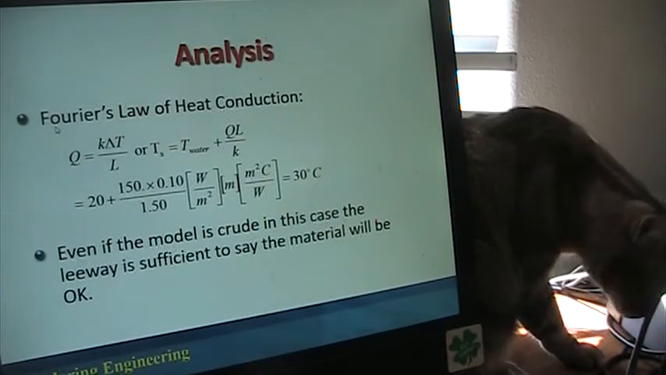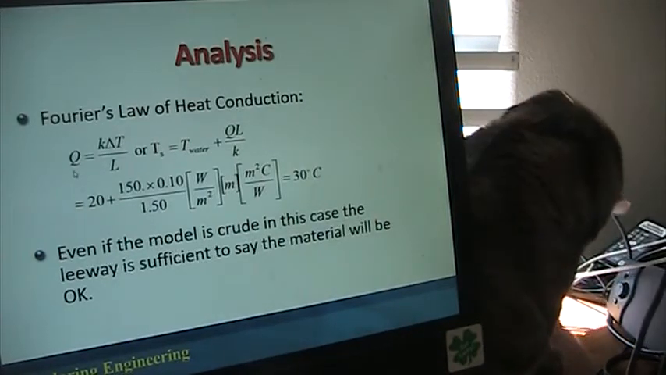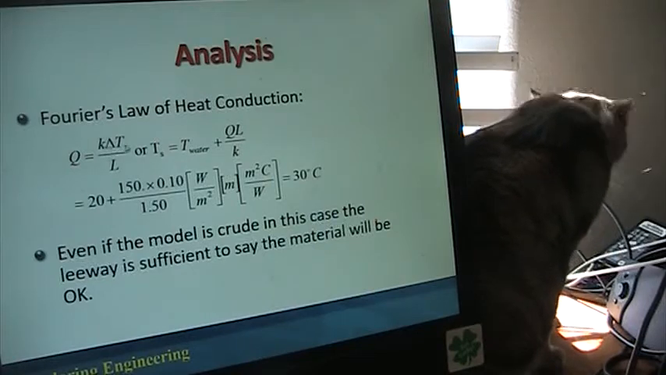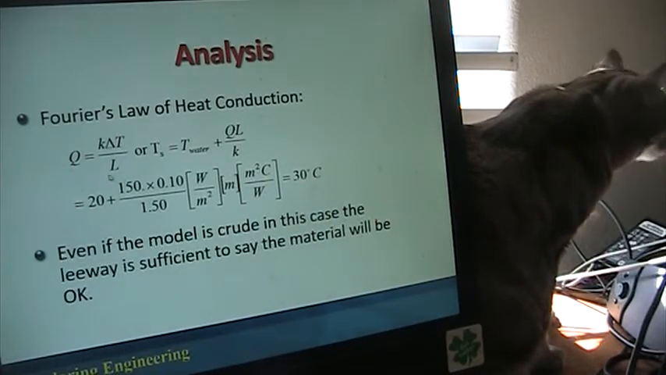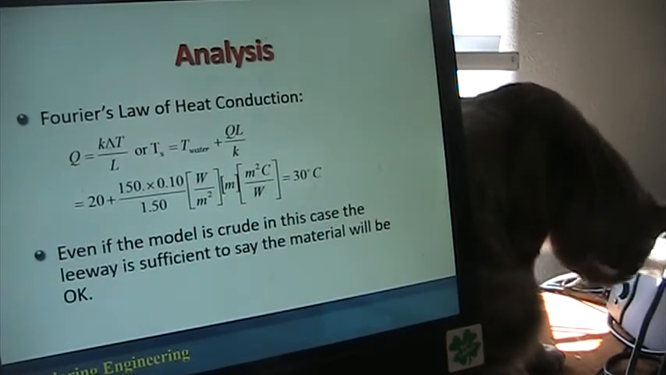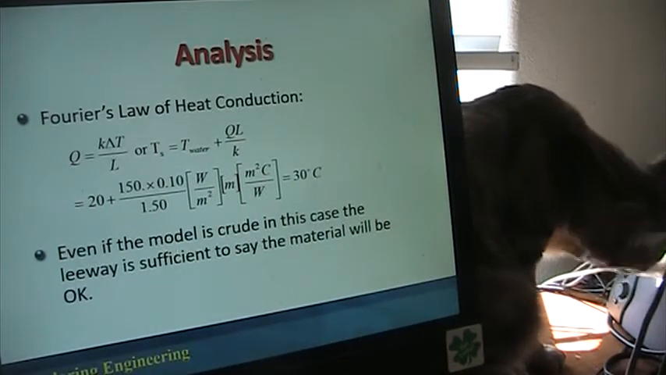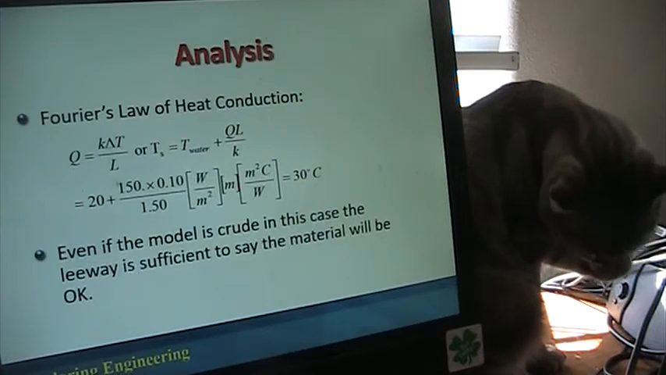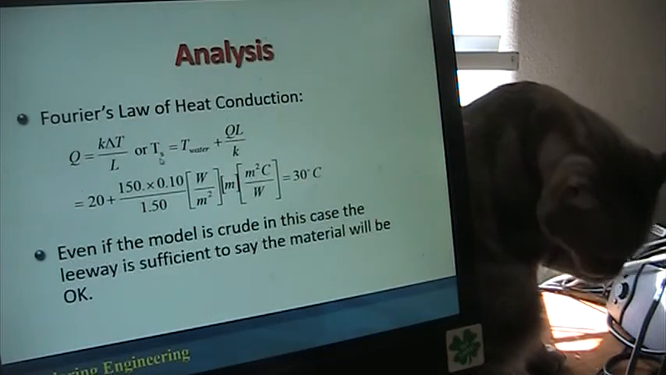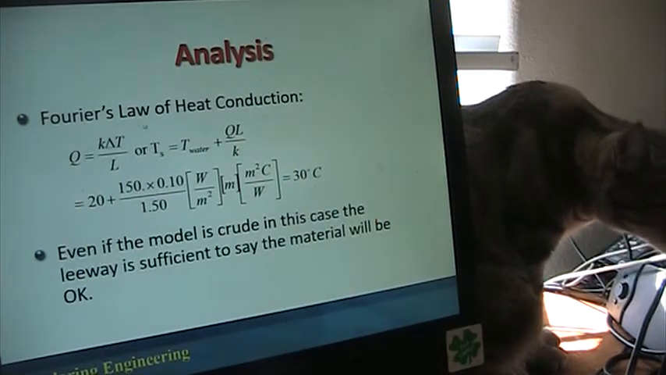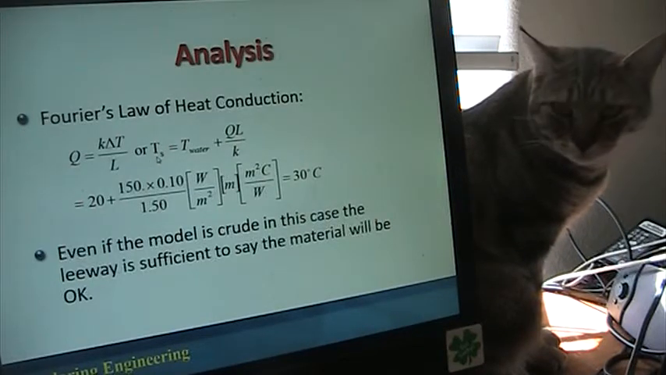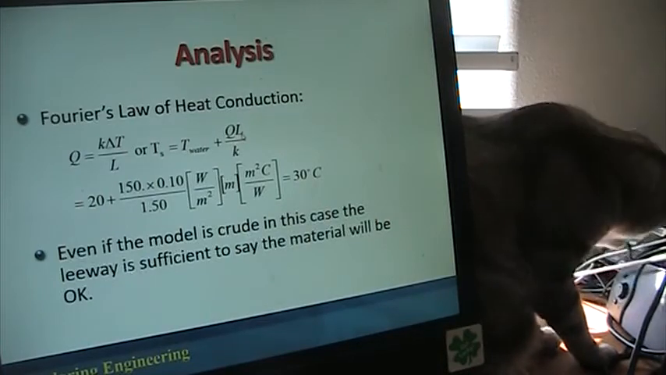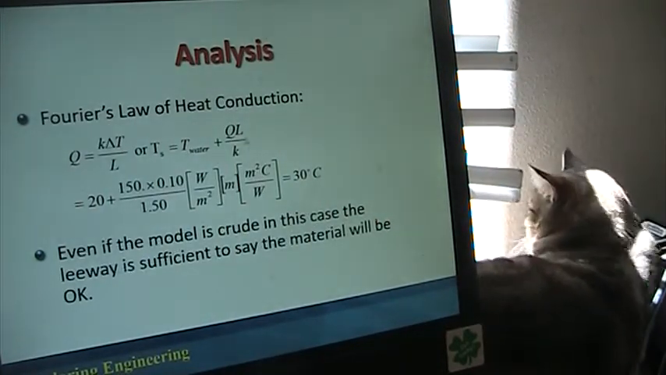All right. So Fourier's law of heat conduction is that heat transfer, Q, equals K times the difference in temperature divided by the thickness of material. K is the conductivity value that I discussed in such length before. All right, so they rearranged the equation to make it the temperature of the surface is equal to the temperature of the water plus heat transfer times the thickness of the material divided by the conductivity of the material.